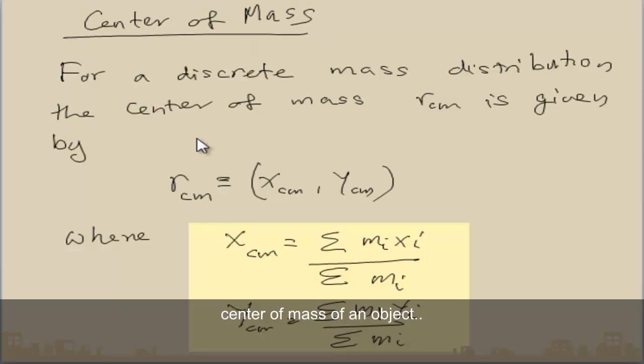In this section we are discussing only the center of mass of a discrete mass distribution. For a discrete mass distribution, let's assume that the center of mass is given by this RCM. The coordinates of the center of mass are XCM and YCM. So RCM equals XCM and YCM. These are given by XCM equals the sum of MIXI divided by the sum of MI, and YCM equals the sum, sigma MIYI, divided by sigma MI.